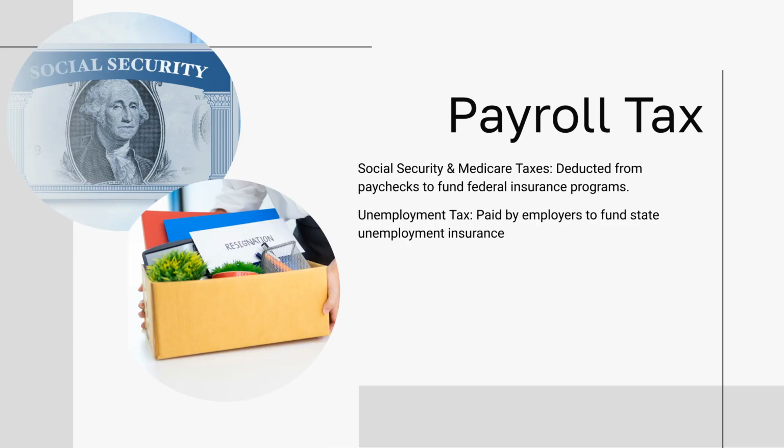This slide focuses on payroll taxes, which are the taxes taken directly out of workers' paychecks. The most common type of payroll taxes are for Social Security and Medicare. These are automatically deducted from your earnings and go towards federal programs that provide retirement benefits, healthcare for seniors, and support people with disabilities. Both employees and employers typically contribute to these taxes.